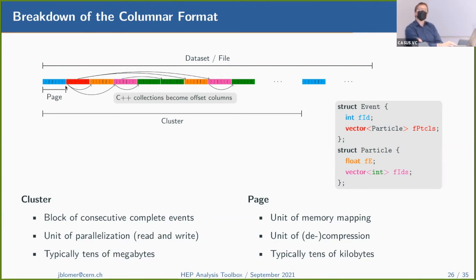And so what do you do with the nested collections? Well, you store them in two columns. You have one column that tells you the size of each and every collection. And then you recurse, and you have the pages that represent, let's say in this case, the energies. So this red dot here might contain a 3, meaning that the first event has 3 particles inside. And then you look at the first 3 elements here to get the first 3 energy entries.